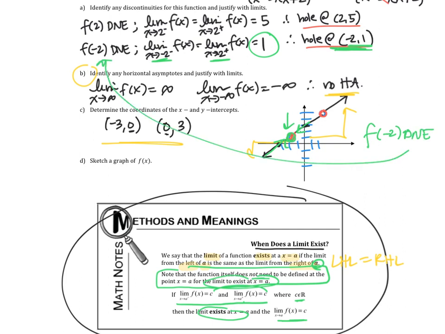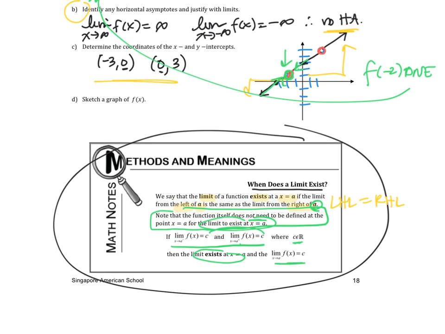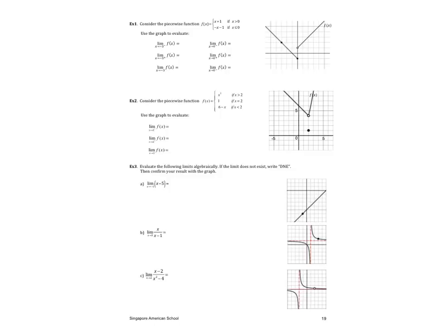But it still has a limit, right? So if your left-hand value and your right-hand value as x is approaching are the same, then that means you have a limit there. This information right here. That's right. Moving on.